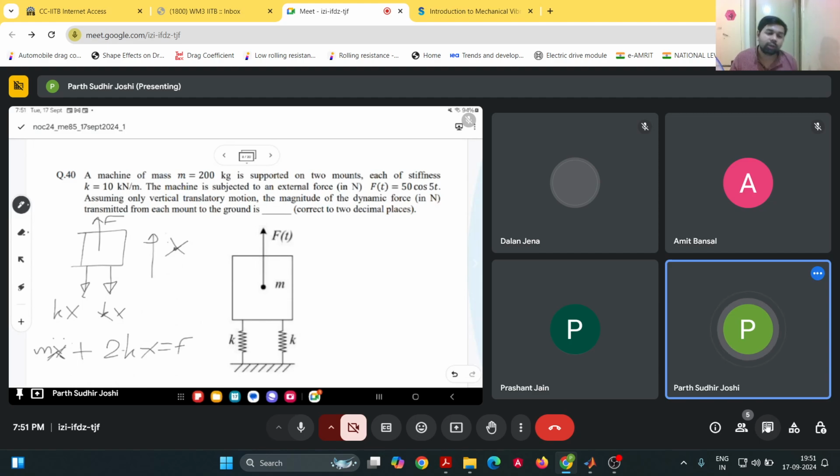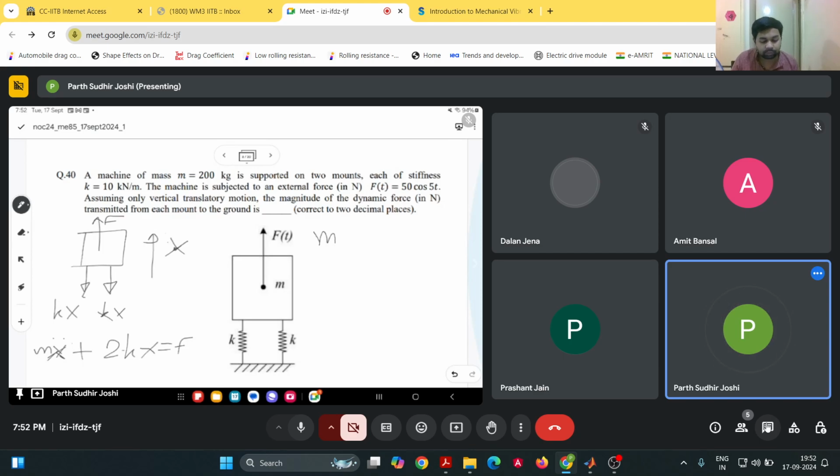Now to solve this equation, the solution will have two parts, right? One will be the transient one, which is basically the free vibrations, and another will be the particular solution, or the steady state amplitude basically. Now because there is no damping present in the system, the transient part or the free vibrations part will always be present in the total response. So we need to consider that, we cannot just ignore that.